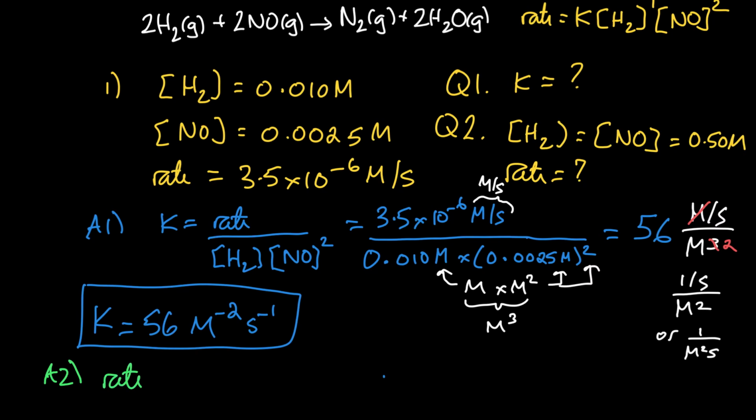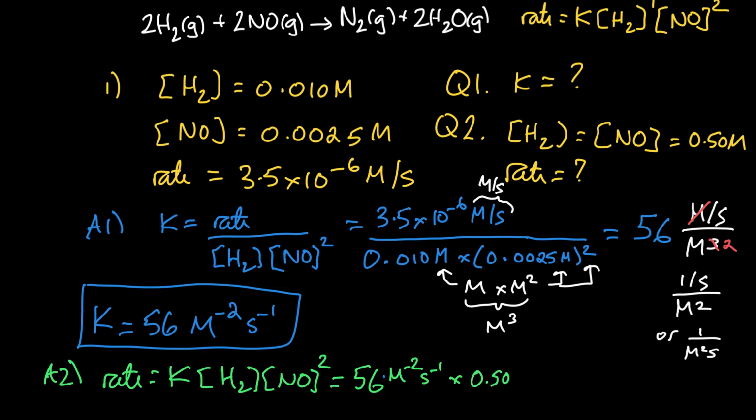So I know the rate is equal to K times the concentration of hydrogen times the concentration of NO all squared. K is my rate constant, so I've calculated it to be 56 molar to the minus 2, seconds to the minus 1. And I'm going to multiply that by hydrogen, and it is 0.5 molar in my problem. And I'm going to multiply it by the concentration of NO. So again, that's 0.5 molar, but I am squaring that. So in terms of the number part of it, I can type this in on my calculator, and I get something like 7.0, I think.